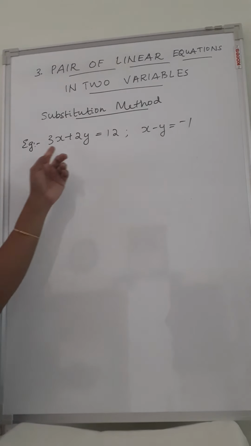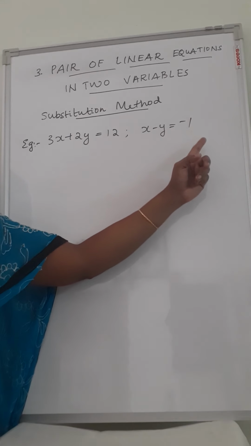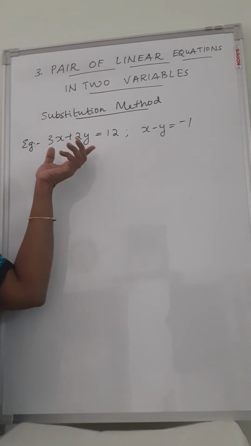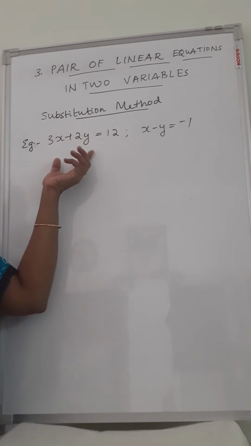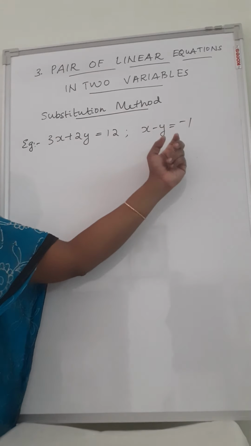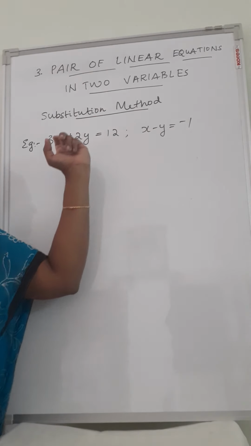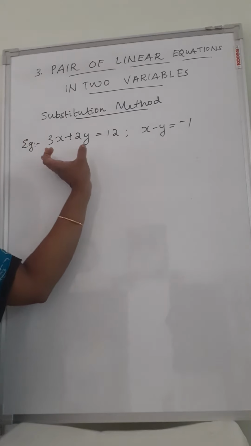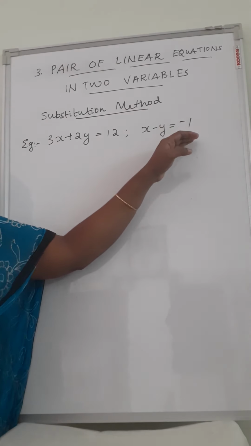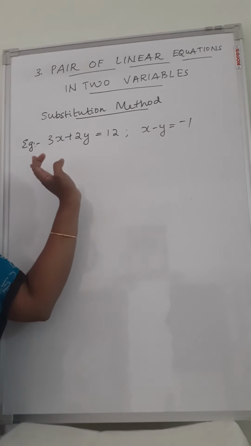First equation is 3x plus 2y is equal to 12 and second equation is x minus y is equal to minus 1. If we take the value of x or y from the first equation, we can substitute it in the second equation. If we take the value of x or y from the second equation, we substitute it in the first equation.